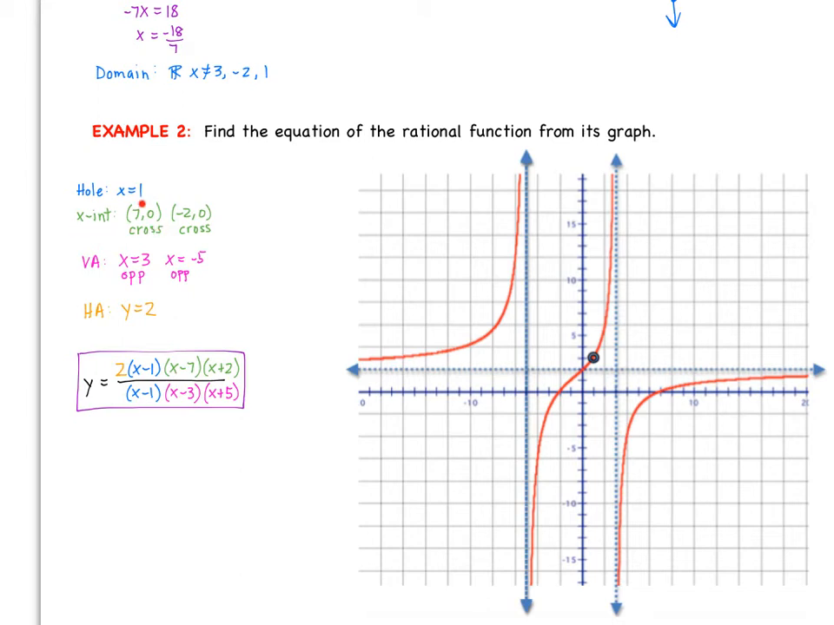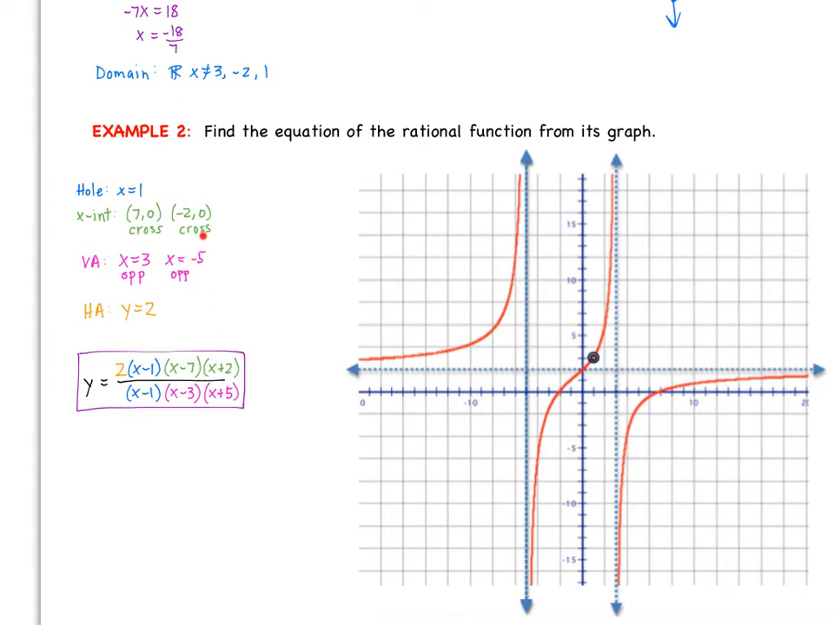X-intercepts. I have an x-intercept at 7, 0, and it crosses there. I also have an x-intercept at negative 2, 0, and it crosses there. How does that play a role? Well, remember the x-intercepts come from our numerator. So if 7 is a 0, then x minus 7 is our factor. If negative 2 is a 0, then x plus 2 is our factor.